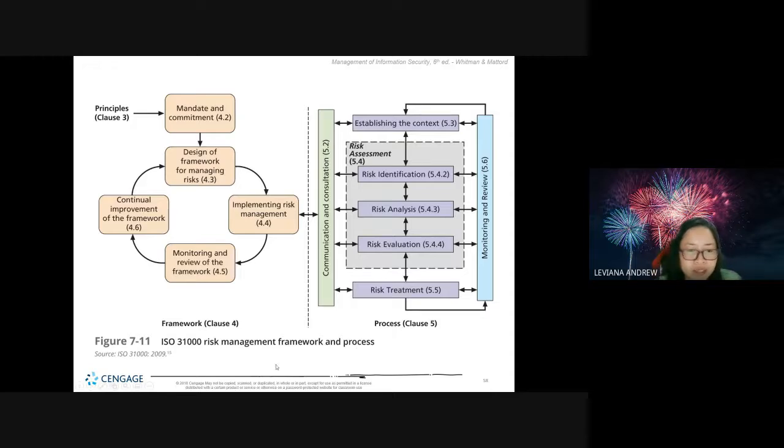ISO 31000 risk management framework process from the corporate governance dekat sini, mandate and commitment from the top management, design the framework for risk, implementing the risk. Okay, dekat sini clause 5 sama juga the process, tapi more on the financial performance of the organization.